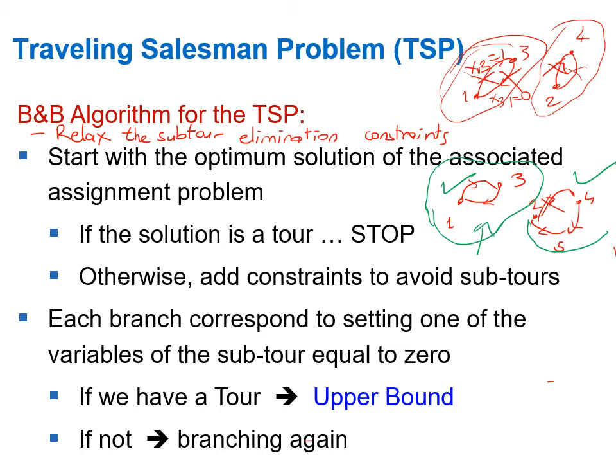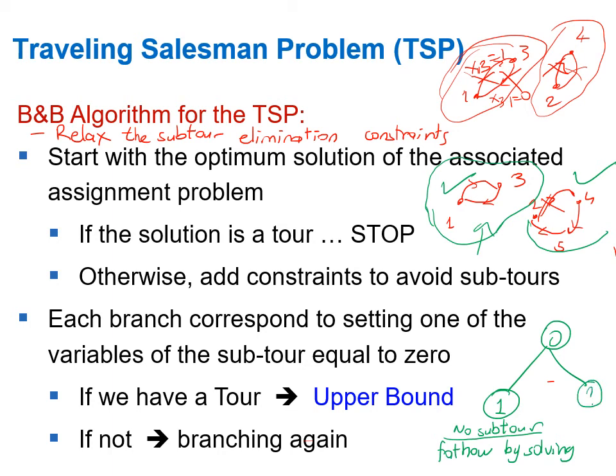Now, what happens if we solve a problem? Let me write it here. Let's assume that we started from this one and then we branched, and then we solve this node 1, and there is no subtour here. What's our decision? It means that we found a feasible solution, which means that we need to fathom by solving, or by optimal solution. Do we stop the branch and bound algorithm? Does it mean that we found the optimal solution? No, because we haven't investigated this yet.